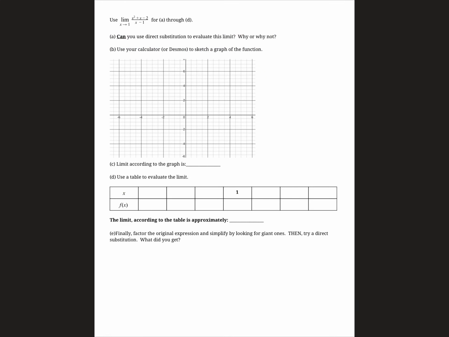Okay, just as a refresher, go ahead and try this one from start to finish. You're going to graph, estimate your limit from the graph, watch out for any potential holes. You're going to use your table to estimate the limit from the table, and then finally factor it and look for giant ones, and then try to do a direct substitution there. So pause the video. This might take a couple minutes. Come back and check your work.